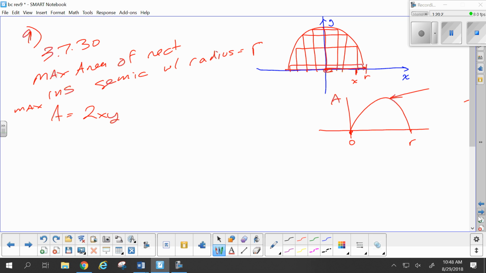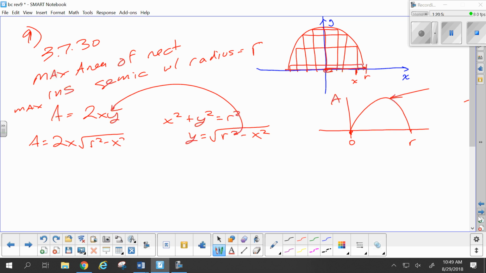Do I want to optimize the way it is, or do something else first? Something else first, and that is to substitute another relationship. What's another relationship? All right, beautiful. x squared plus y squared equals r squared. Solve for y: y is the square root of r squared minus x squared. I'm taking the positive root because I'm looking at a semicircle in the top half. If I throw that in, then I get area is 2x root r squared minus x squared.